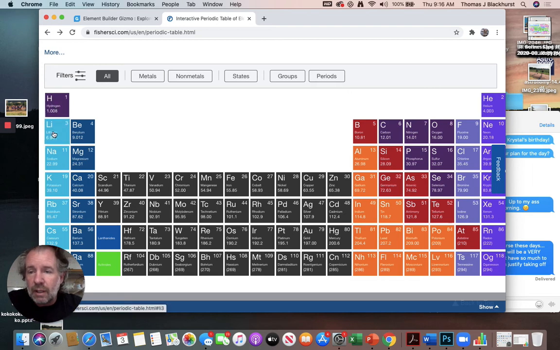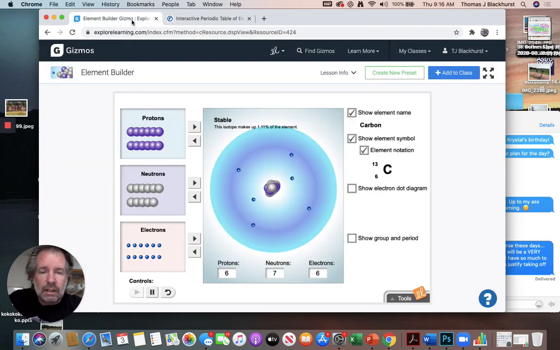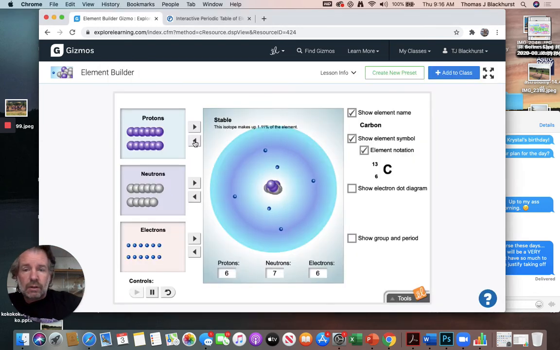So lithium is going to be right here under hydrogen. It has an atomic number of 3 and an atomic mass of 7. So I'm going to take that information and go back to my gizmo and make sure I remember the question right. How many electrons are in a neutral atom of lithium? I don't even need the gizmo for that, because I know if I have 3 positive charges, and I drop my protons down to 3, I've got lithium. I know that I'm going to have 3 electrons to match those, always.